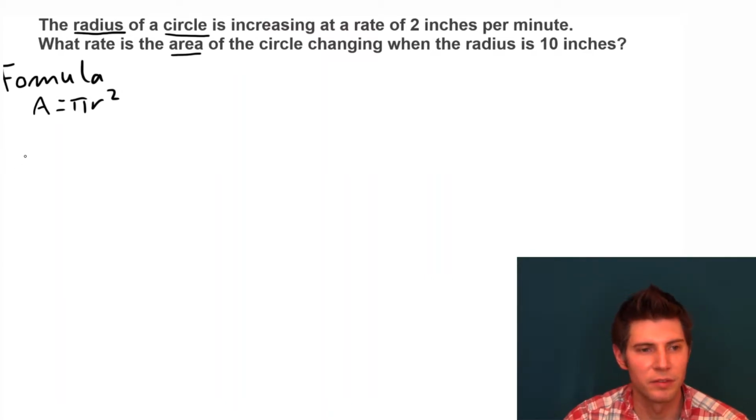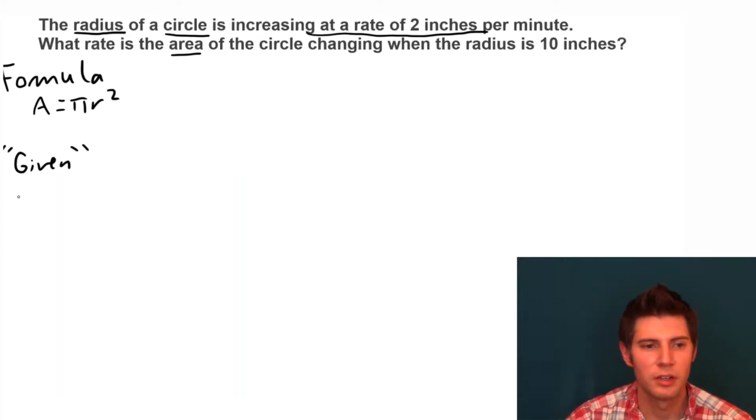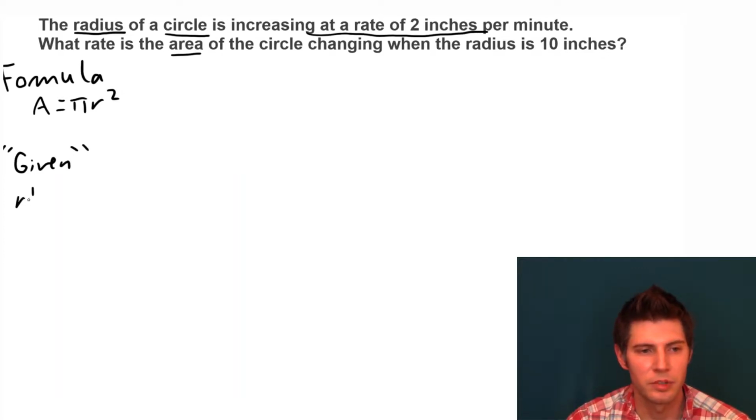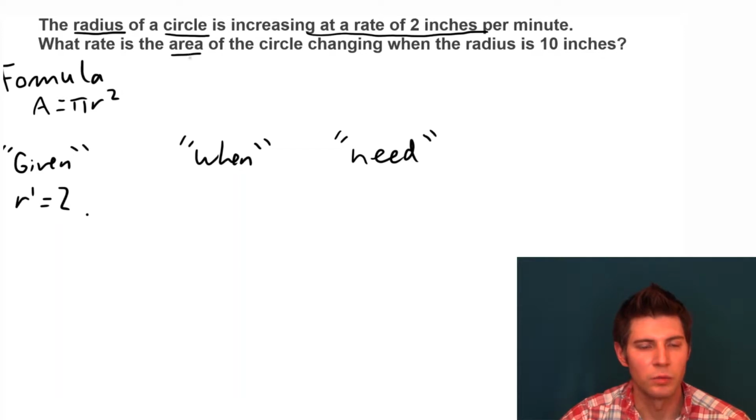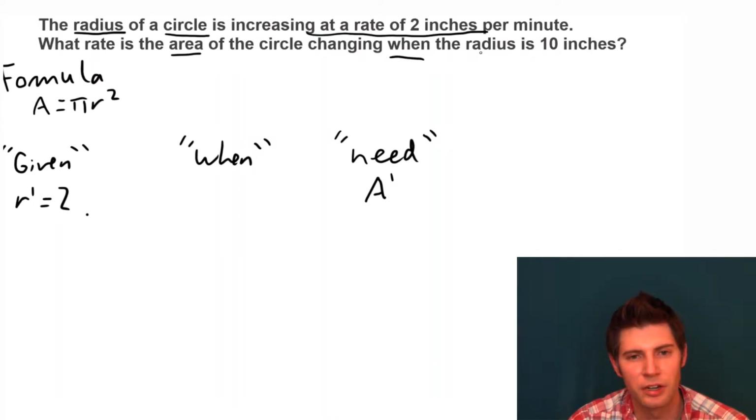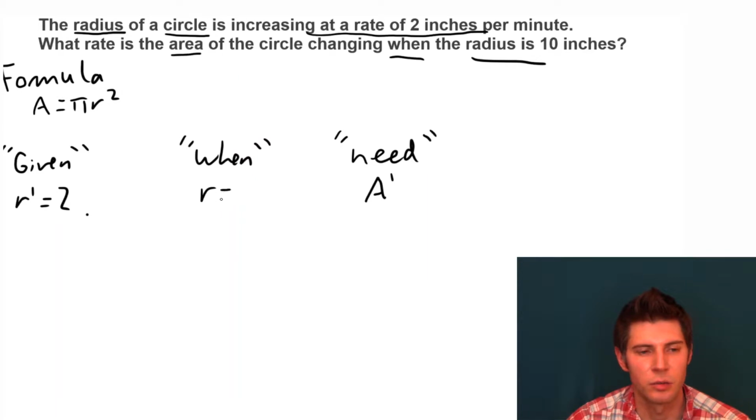Next, we want to have the given. So what's given is right here. The radius is increasing at a rate of 2 inches per minute. So I'm going to call that r prime equals 2. And that's what they've given me. The next thing I have is the need, the last thing we need. So the need is what rate is the area of the circle changing? So this a prime is our need. And then the when is right here. When the radius is 10. So the when is r equals 10.